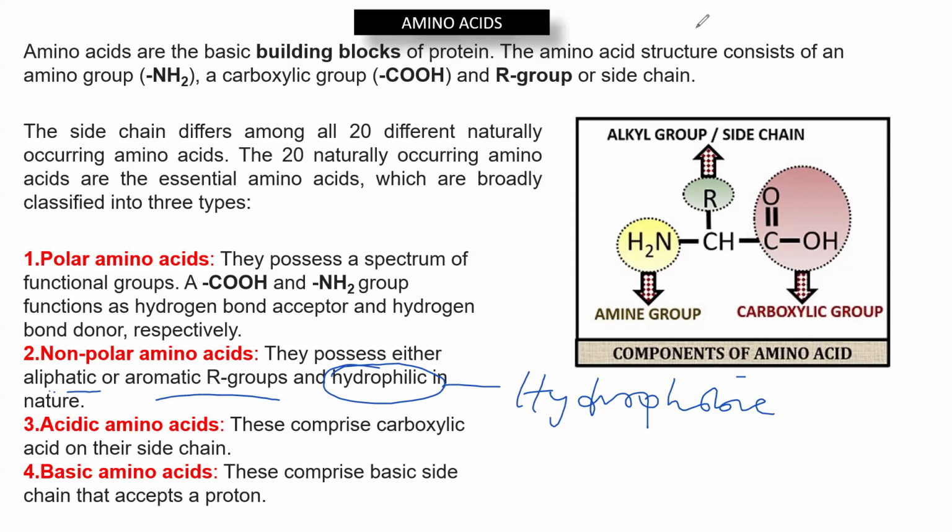Then there is also acidic amino acids, which are those that comprise carboxylic acid on their side chains, and we have basic amino acids, which are those that have a basic side chain. We also have another classification based on nutrition, which is essential and non-essential amino acids. Essential amino acids are those that cannot be synthesized by the body. So we have classification of amino acids on different bases, but in this case we are trying to look at some basic explanation of amino acids.